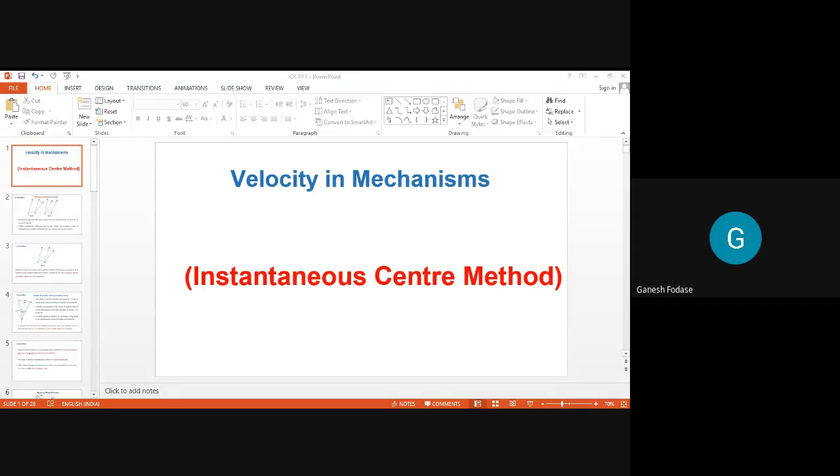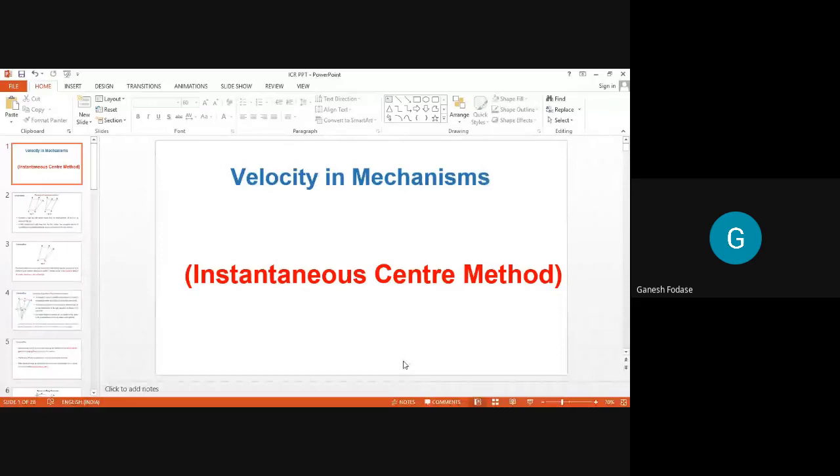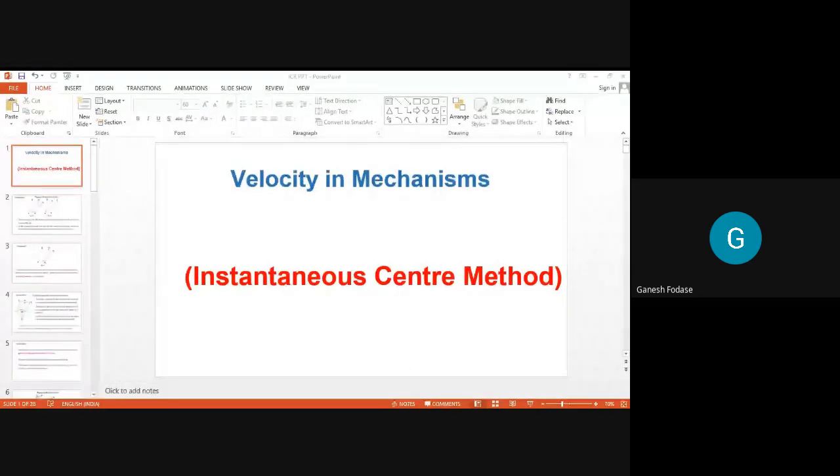Okay, so today we'll start with a new topic in the same unit, that is how to find out velocities in a mechanism by using the ICR method. We discussed how to determine velocities and accelerations by using the relative velocity and acceleration method. In this session, we'll discuss the instantaneous center method, how to use this method, and what the basics of this method are.